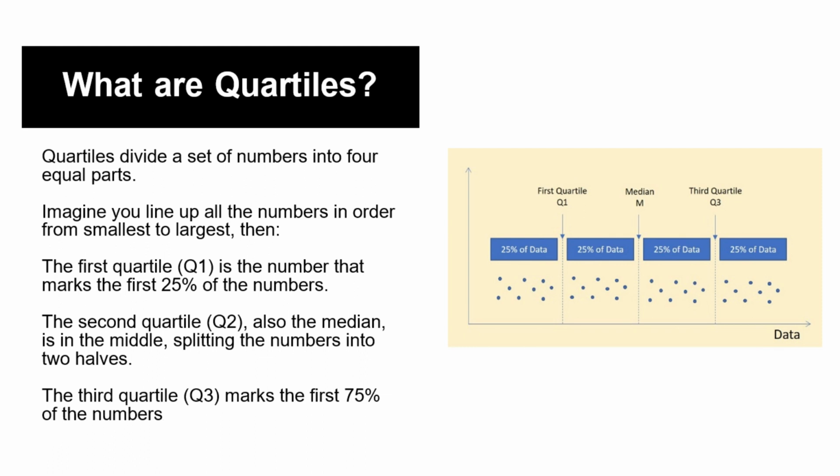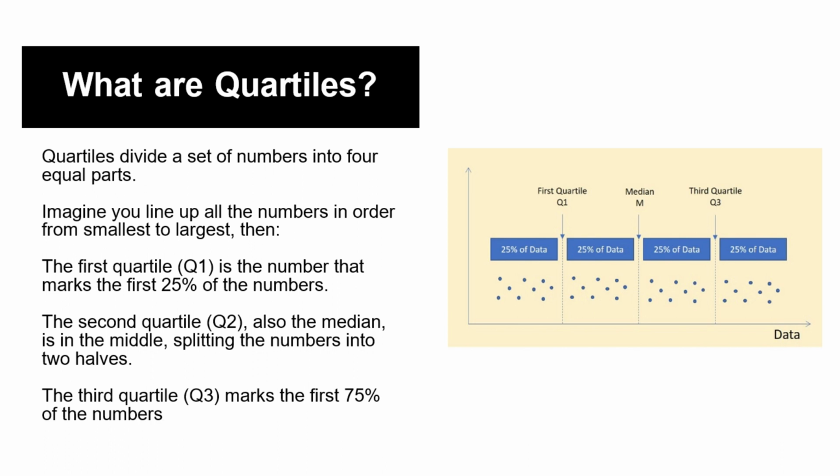What are quartiles? Quartiles are statistical terms that describe a division of observations into four defined intervals based on the values of the data and how they compare to the entire set of observations. Quartiles divide a set of numbers into four equal parts. Imagine you line up all the numbers in order from smallest to largest.